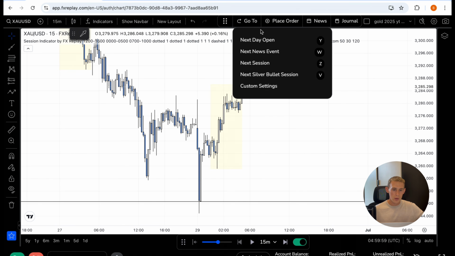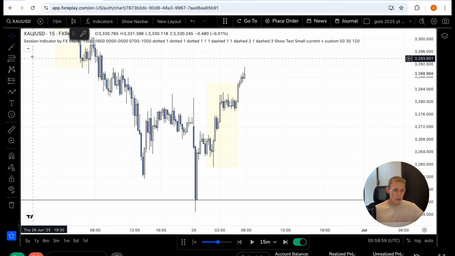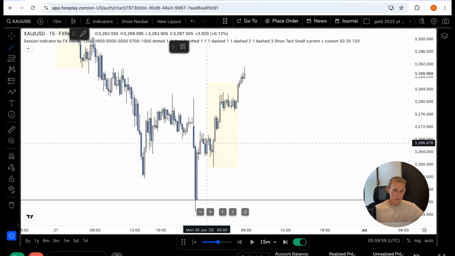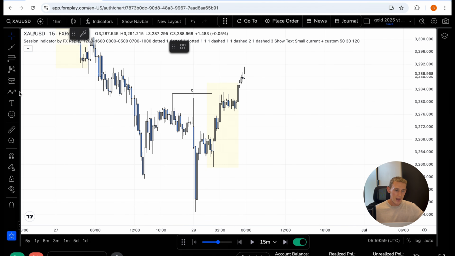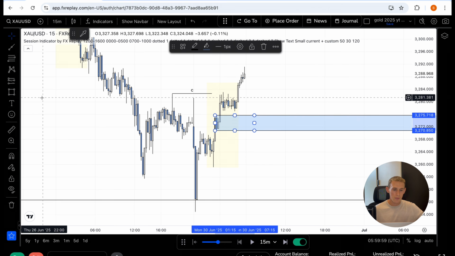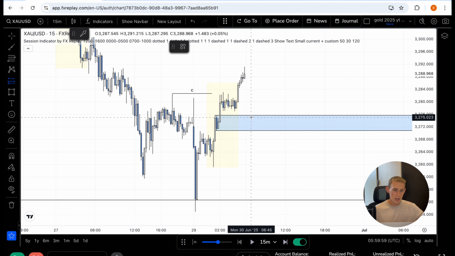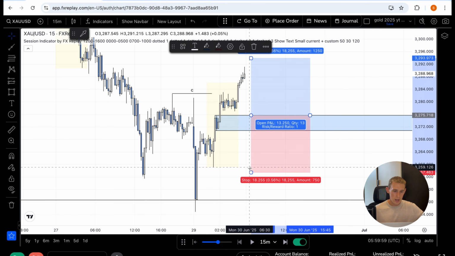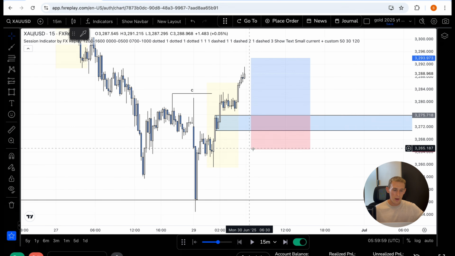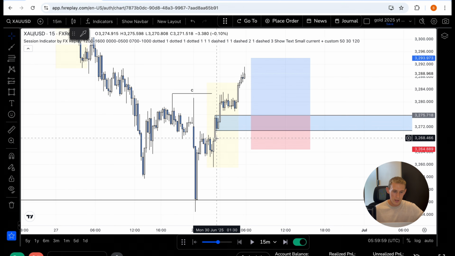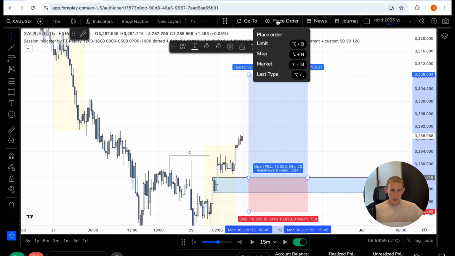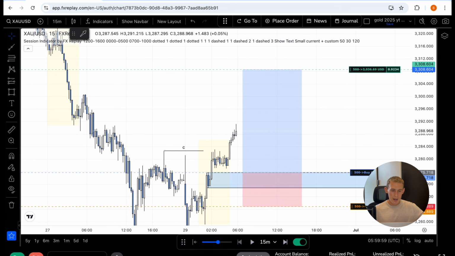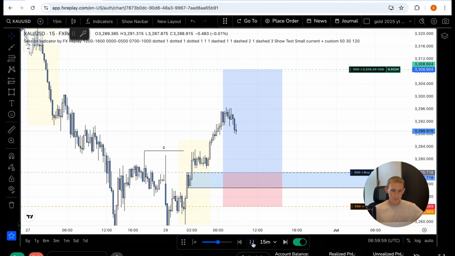So let me fast forward Asia. You can see as well, we've had this very nice mitigation of demand, very clear change of character on M5 and M15, and price has created an area of imbalanced demand. So this is a perfectly valid trade setup. I'm going to enter here. Stops a little bit below. I want to have my stop in this case just below this FVG or imbalance, whatever you want to call it. So yeah, we'll place this trade and let's see how it goes if price pulls back for us.